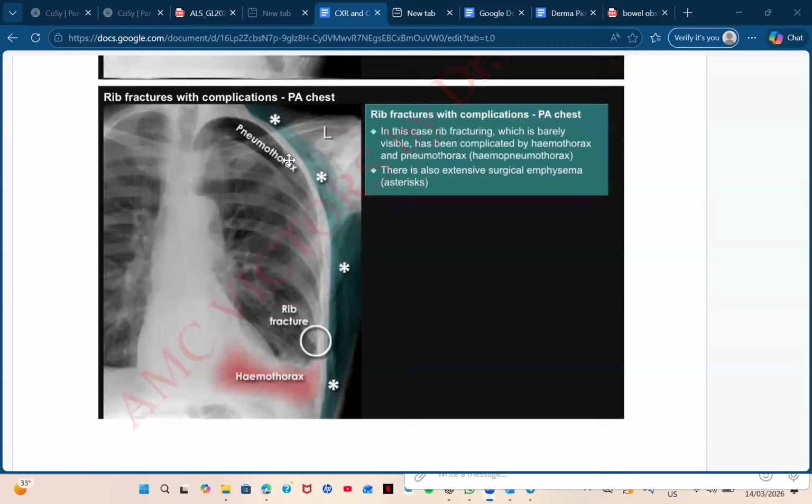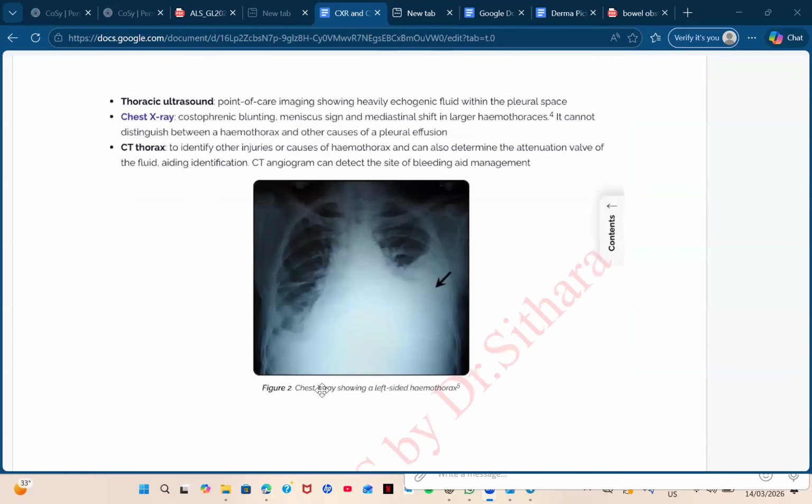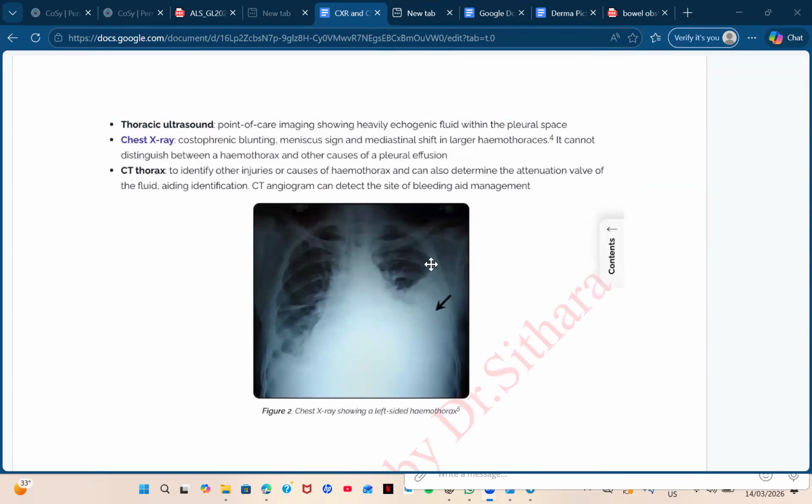Okay, then this is the hemopneumothorax, right? Here you can see pneumothorax in this part, and here you can see hemothorax as well. Both are present in the same scenario, and this is the rib fracture, right? Here is the rib fracture, right, doctors? So hemopneumothorax. Please remember, here pneumothorax, here hemothorax. And what else? Here also they have mentioned the meniscal sign.